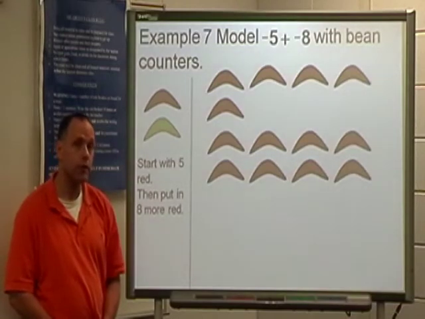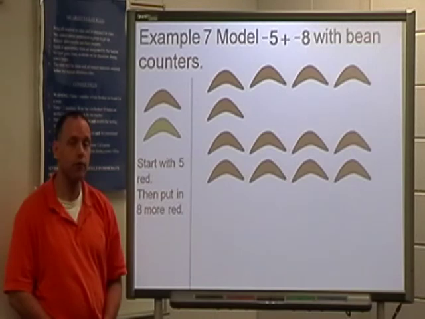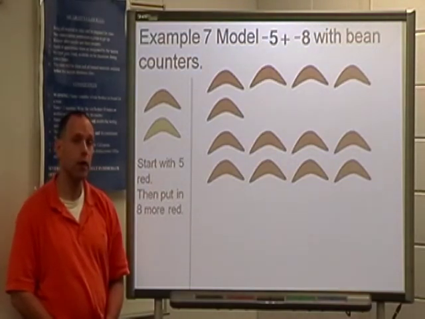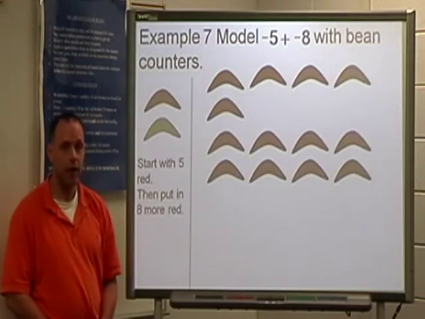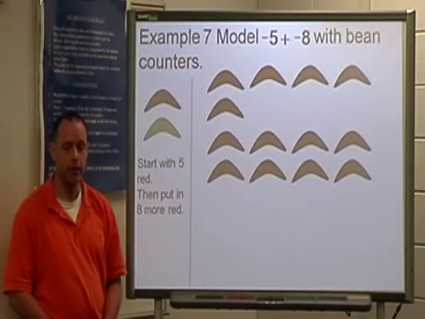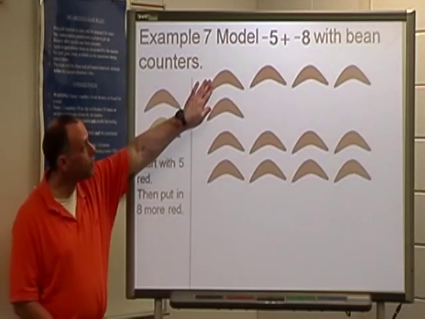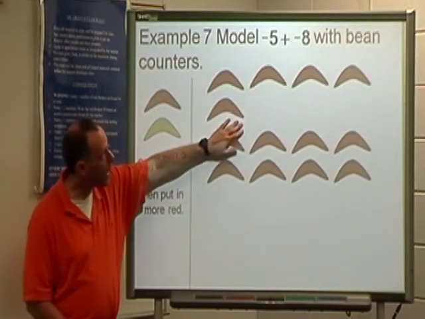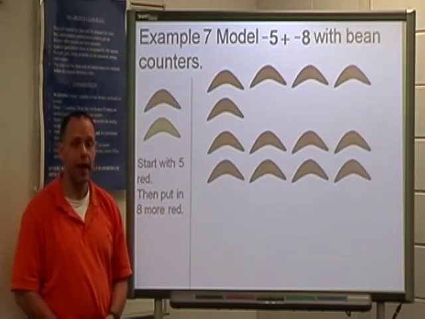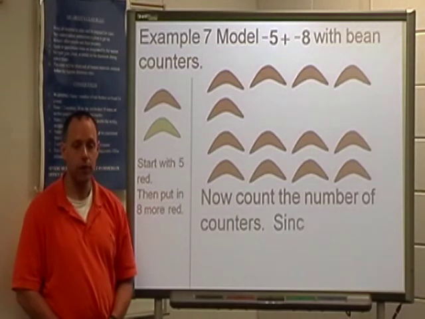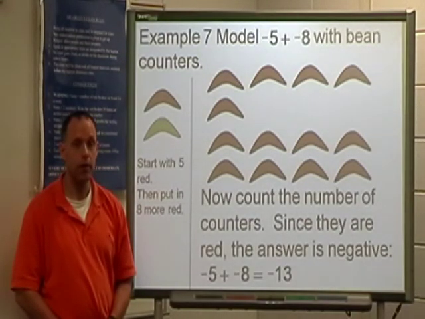And that's one of the reasons why we want to use small numbers in our examples, so that we can figure out some rules that will let us do the bigger numbers without having to use counters. Now to find out what negative 5 plus negative 8 is, count the number of counters up here, and I see a total of 13, and since they are all red counters, negative 5 plus negative 8 is equal to negative 13.